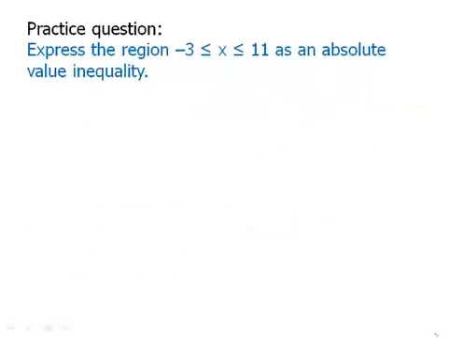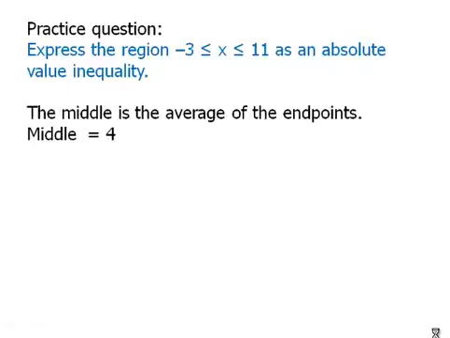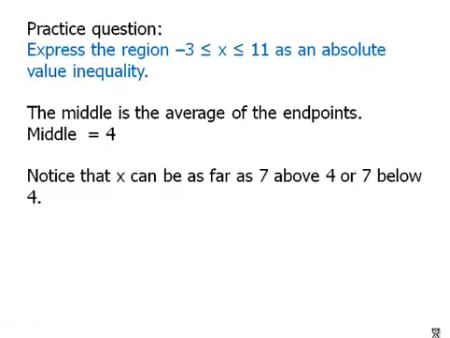Here's another practice question. Pause the video and then we'll talk about this. Okay, once again, the first thing we have to do is find the middle of that region. We find the middle of the region by averaging. So negative 3 plus positive 11 is positive 8, divided by 2 is 4. That's the middle point.